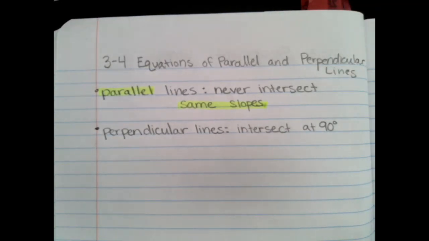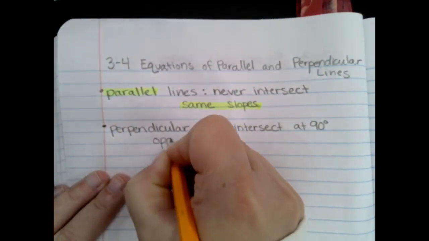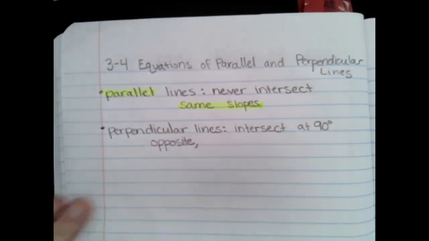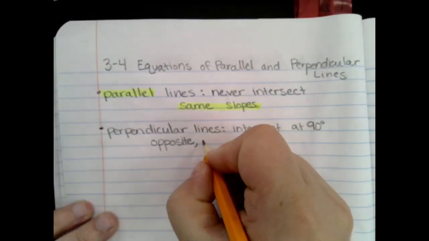We talked about those slopes. So first off, to make 90 degrees, it has to switch directions. So if it was positive, it needs to switch to negative. If it's negative, it has to switch to positive, so that's our opposite part. But then it also needs to switch and flip the fraction, the rise over run. So opposite, reciprocal.